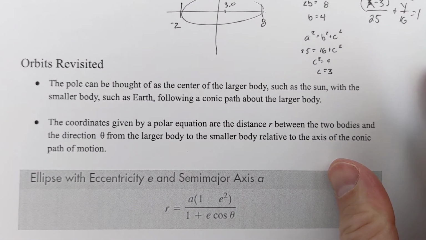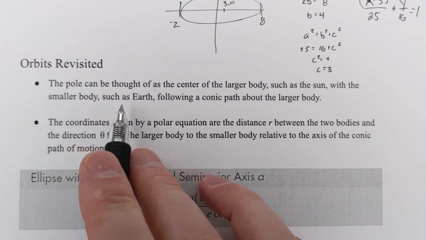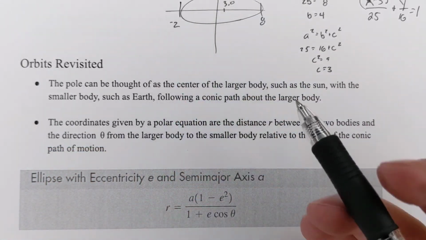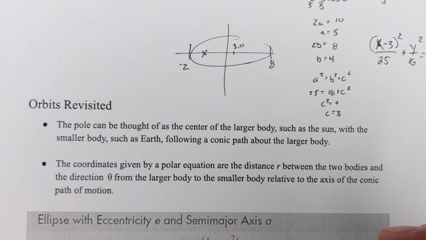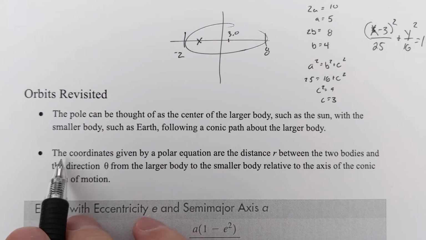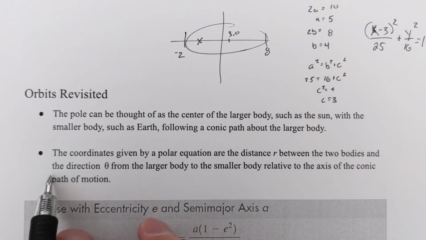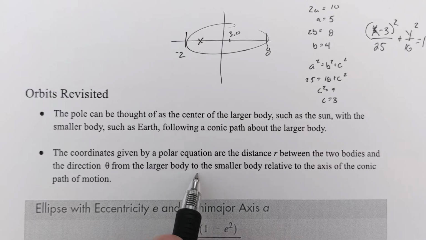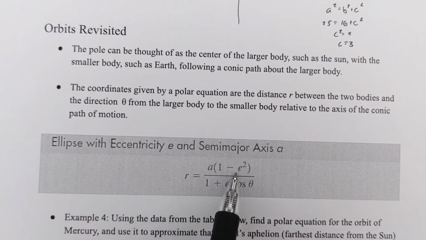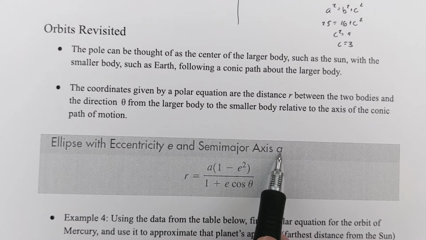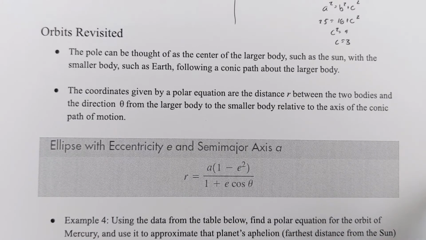Okay, so orbits. The pole can be thought of as the center of a large body such as the sun, with a smaller body following the conic path, because in orbits, the sun, the heavier object, sits at one of the foci. The coordinates given by a polar equation are the distance r between the two bodies and the direction theta from the larger body to the smaller body, along the path of motion. So an ellipse with eccentricity e and semi-major axis a. Remember, semi-major axis is half of the long distance.